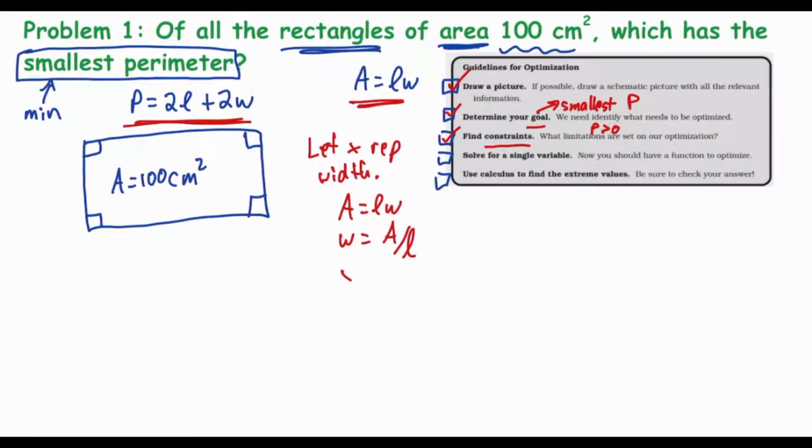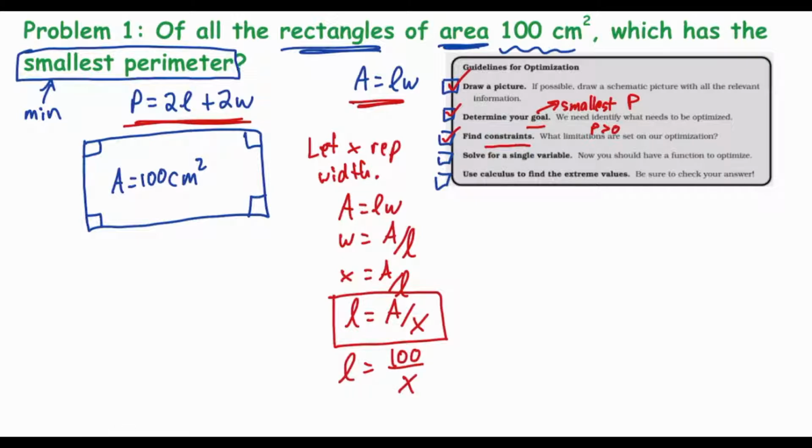And we're going to let x represent our width. So x is going to equal A over L, or L is equal to A over x. So I've defined my length in terms of area and x, and I know the area is going to be 100 for this question, so length is going to be 100 over x. So on my rectangle here, I have my length and my width, and let's rewrite that. Width is just going to be my x value, and length is going to be 100 over x. So I've defined each length that I'm dealing with in terms of a single variable x.